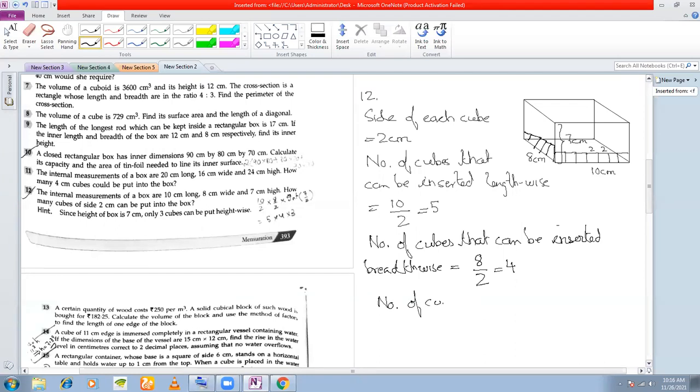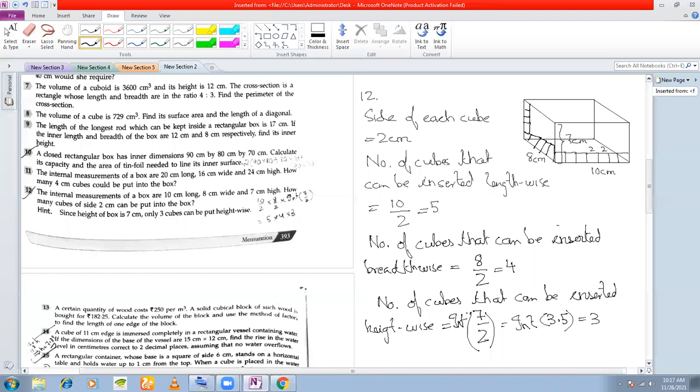Now consider the height. Number of cubes that can be inserted height wise. So height wise now you are inserting cubes here. How many? What is the height here? Height here is 7. So 7 divided by 2 is going to give you 3.5, a decimal answer, right? So what do we do? We take only the integer part of this. That means the integer part of 3.5.